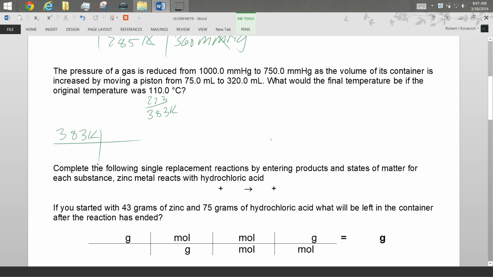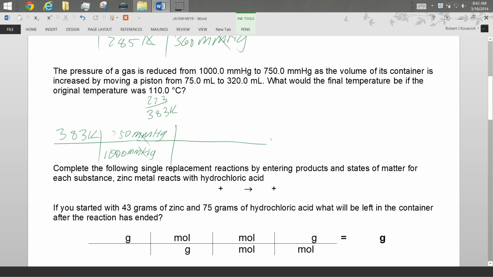And the gas pressure is reduced. Okay, so for the gas pressure to be reduced, what would have to have happened to the temperature? Down. It would go down. The only way this thing's pressure would go down is if the molecules got cooler. So I'm going to put the 1,000 millimeters in the denominator, and 750 in the numerator. That way I get a smaller temperature.